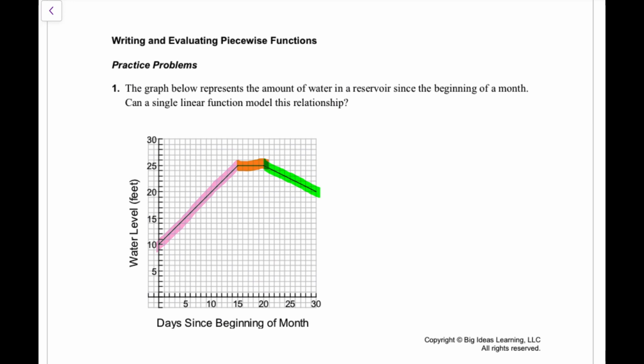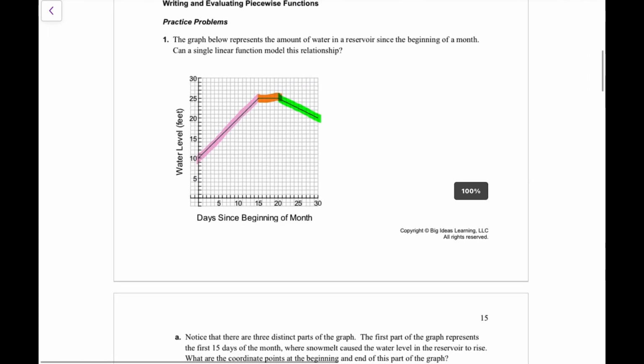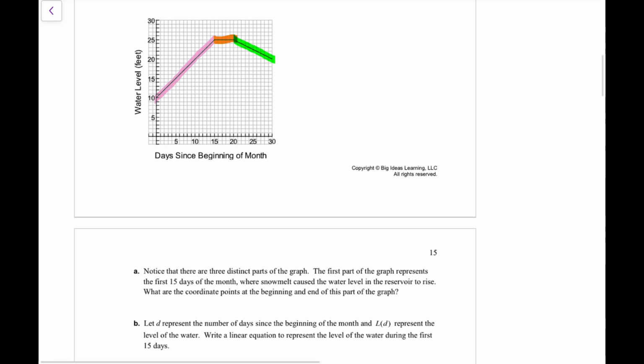So there are three different lines in this graph, so it's a piecewise function. It's got three different pieces of different graphs. So we're going to model this as a relationship, okay? The first part of the graph, the pink, represents the first 15 days of the month. So we want to take the coordinate points at the beginning and end of this part of the graph.